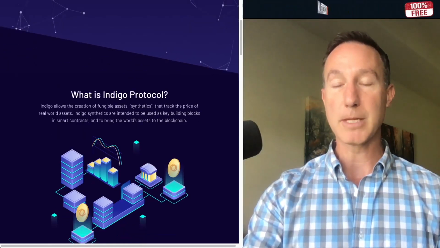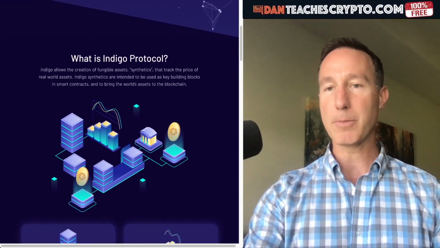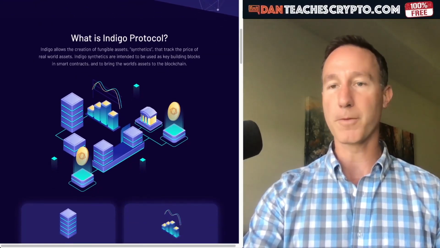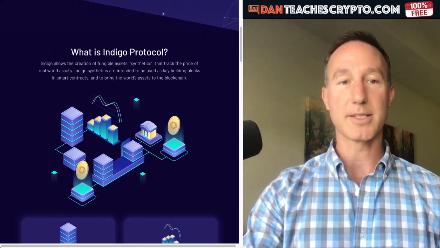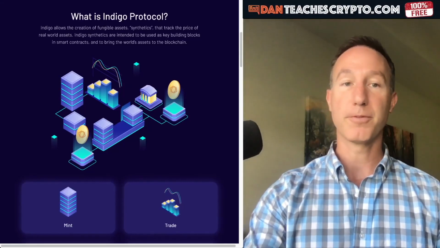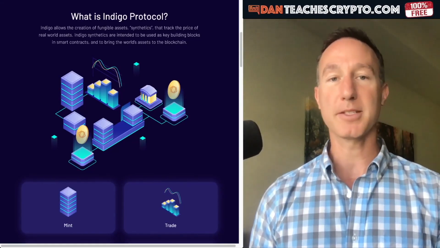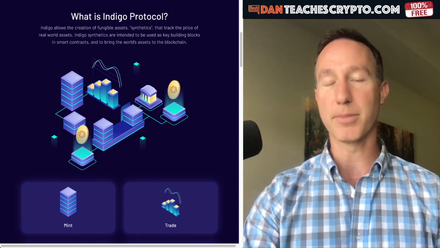For all the different things that people actually want to do and get involved in, especially underserved, unbanked people who don't have access, and all the different things that are out there. So let's just take a look at what the protocol essentially is. It allows the creation of fungible assets or synthetics that track the price of real-world assets. Synthetics are intended to be used in blockchains.